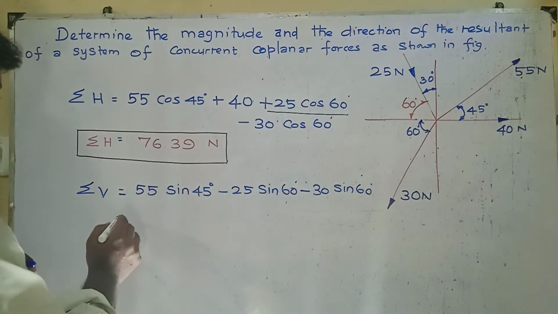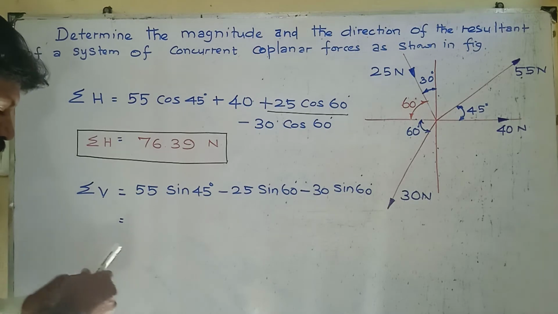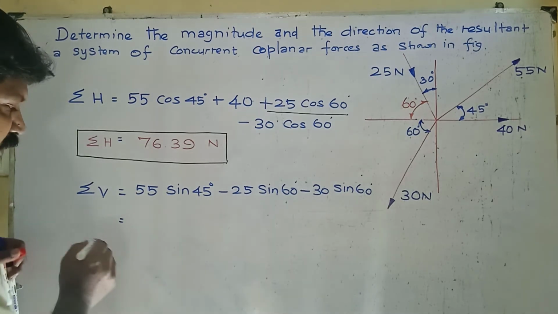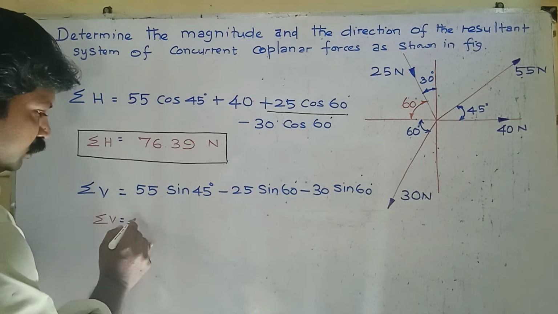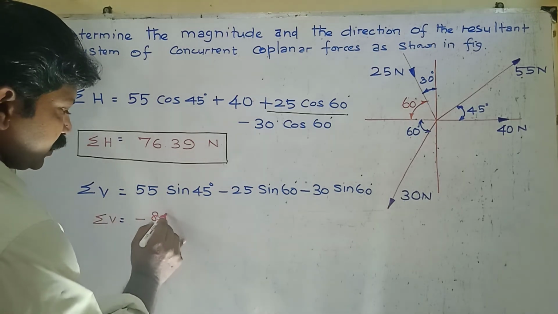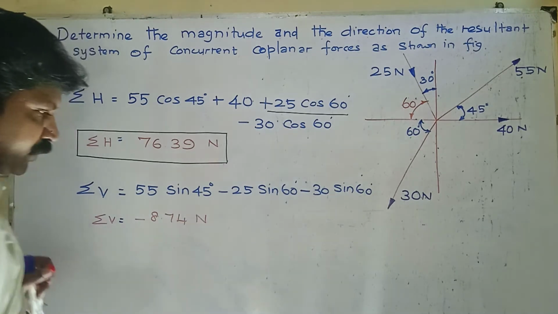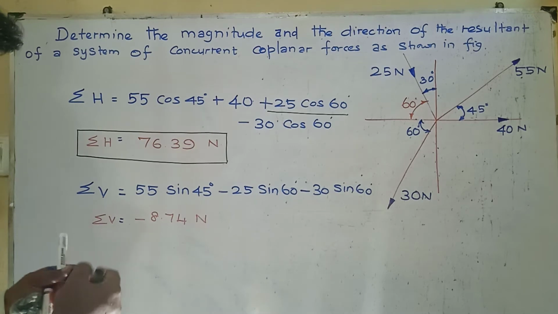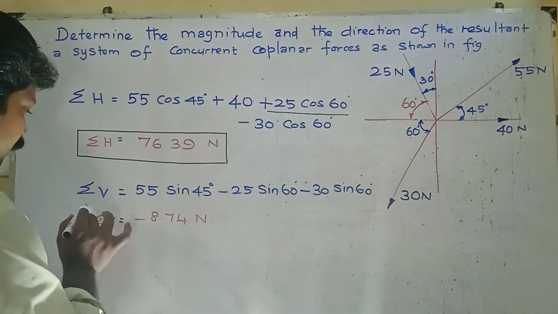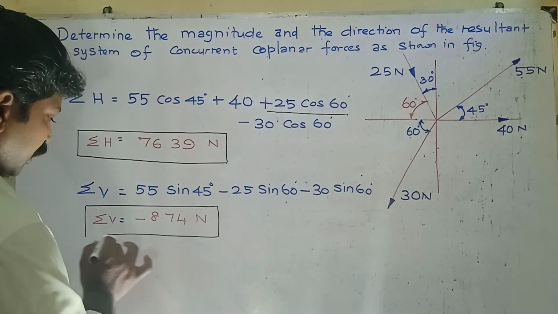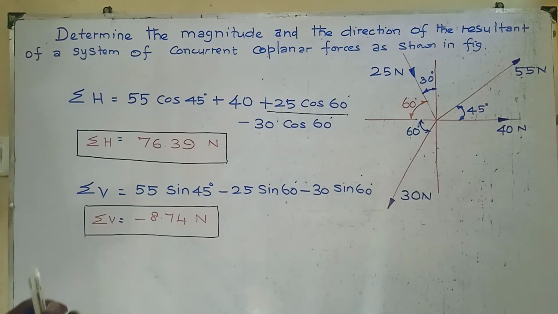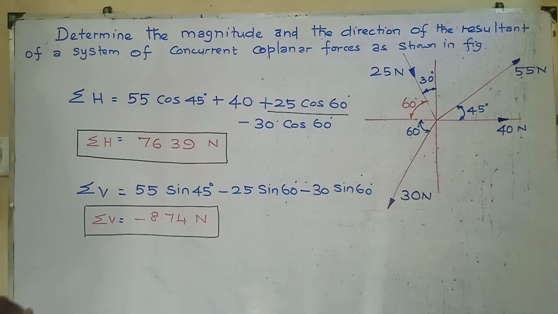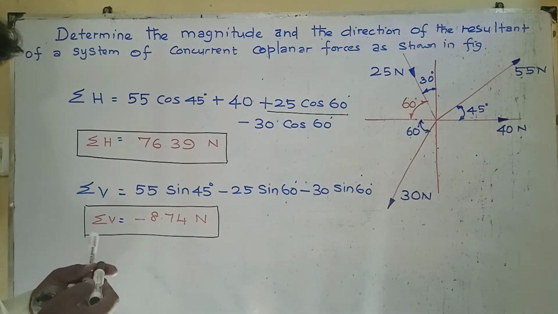Now for the sigma V value, by using a scientific calculator, sigma V equal to minus 8.74 Newton. So sigma H positive, sigma V negative, so the resultant is placed in the fourth quadrant. X-axis positive, y-axis negative.